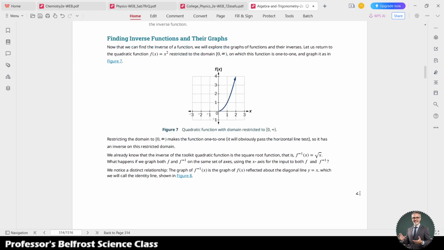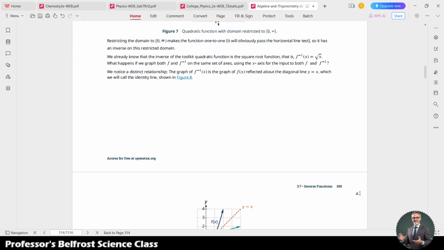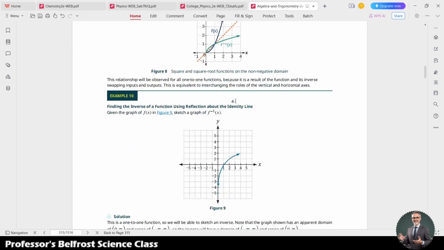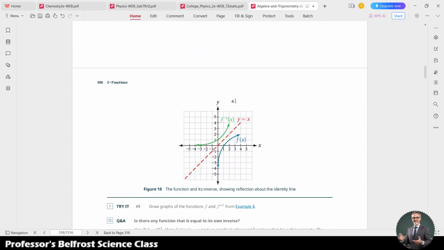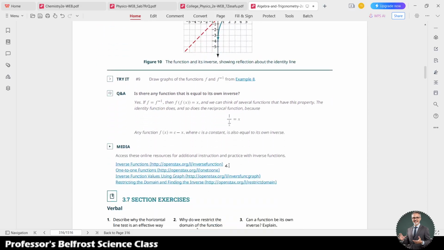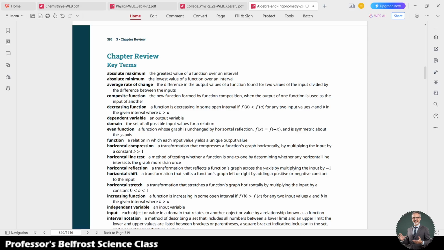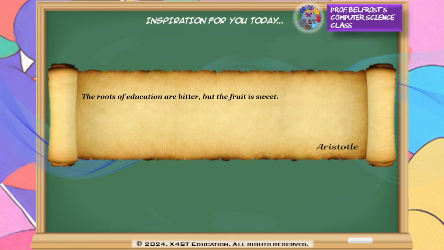Okay, by analyzing the graph, it is not difficult. You just need to create the reflection across y equals x. Okay, you just create the reflection, and yeah, actually that's all of this chapter we have done.